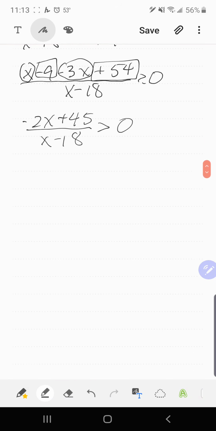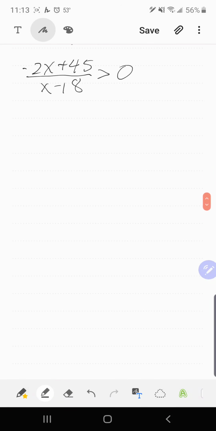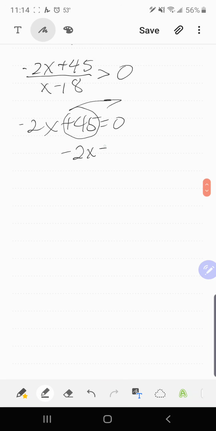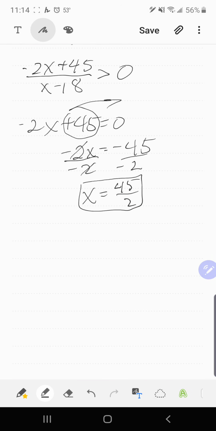So at this point, we now have a single fraction greater than 0, and we can go and find our critical points. So we're going to set the numerator equal to 0, and we're going to solve for x. So that's going to give us minus 2x equals minus 45. Divide both sides by negative 2. X equals 45 halves. A negative over a negative makes it a positive.